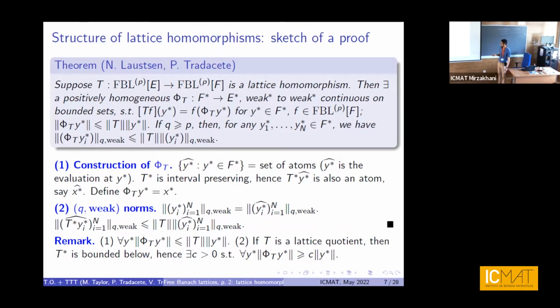Here, let me maybe say a few words. The first one is that if you just look at the n-tuples for n equal to 1, if you just look at singletons, then you get this estimate of the norm: the norm of phi t of y star is no more than the norm of y star times the norm of t. And if t is a lattice quotient, then this phi sub t will also be bounded below. So there will be an opposite inequality as well, but of course with a different constant.